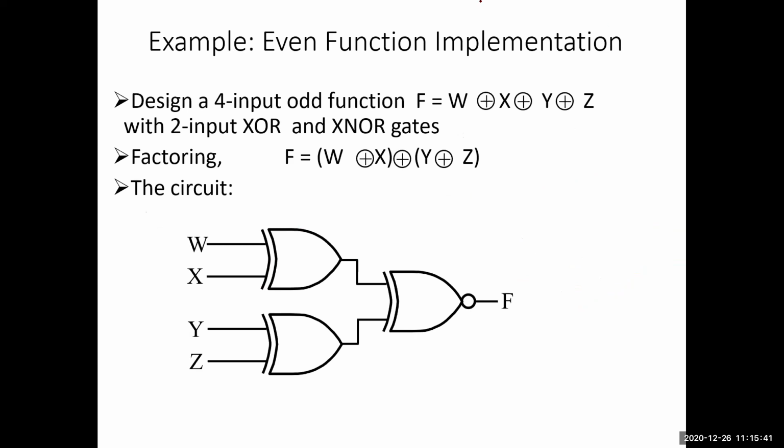Now coming to the example of even function implementation, how the even function can be done. If it's an even function, you can see I'm taking 4-bit numbers. In the previous case, it was an odd function, so I had taken 3-bit numbers. Now here it's an even function, and I have taken 4-bit numbers, 4-input numbers, where my inputs are W, X, Y, and Z. You can see for this case, I have used 3 XORs. This is a simplified function.